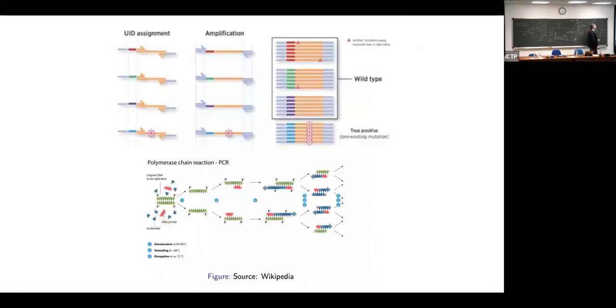So, what you can do, when you take the DNA of a person, you can attach unique identifiers to each molecule, that we call UIDs.